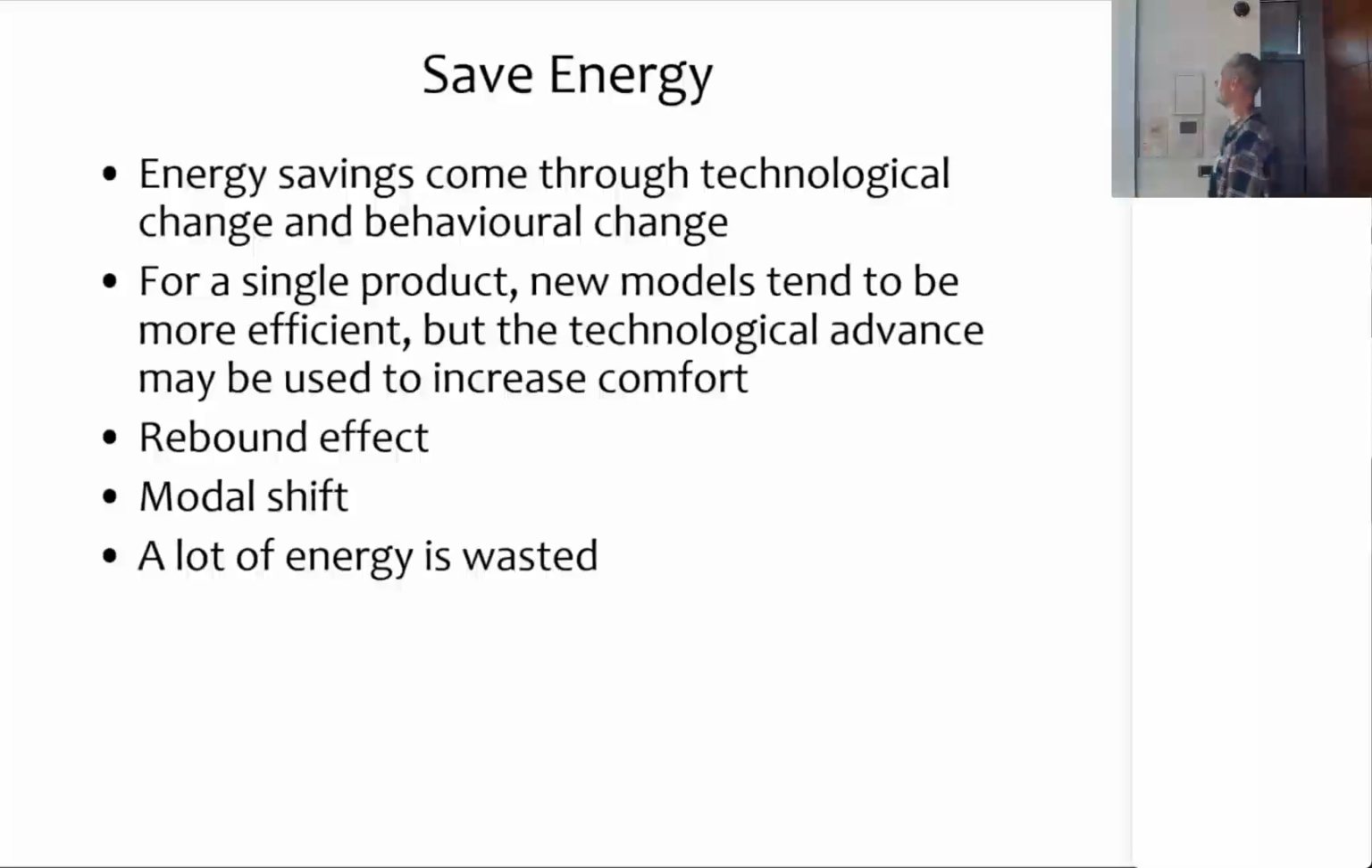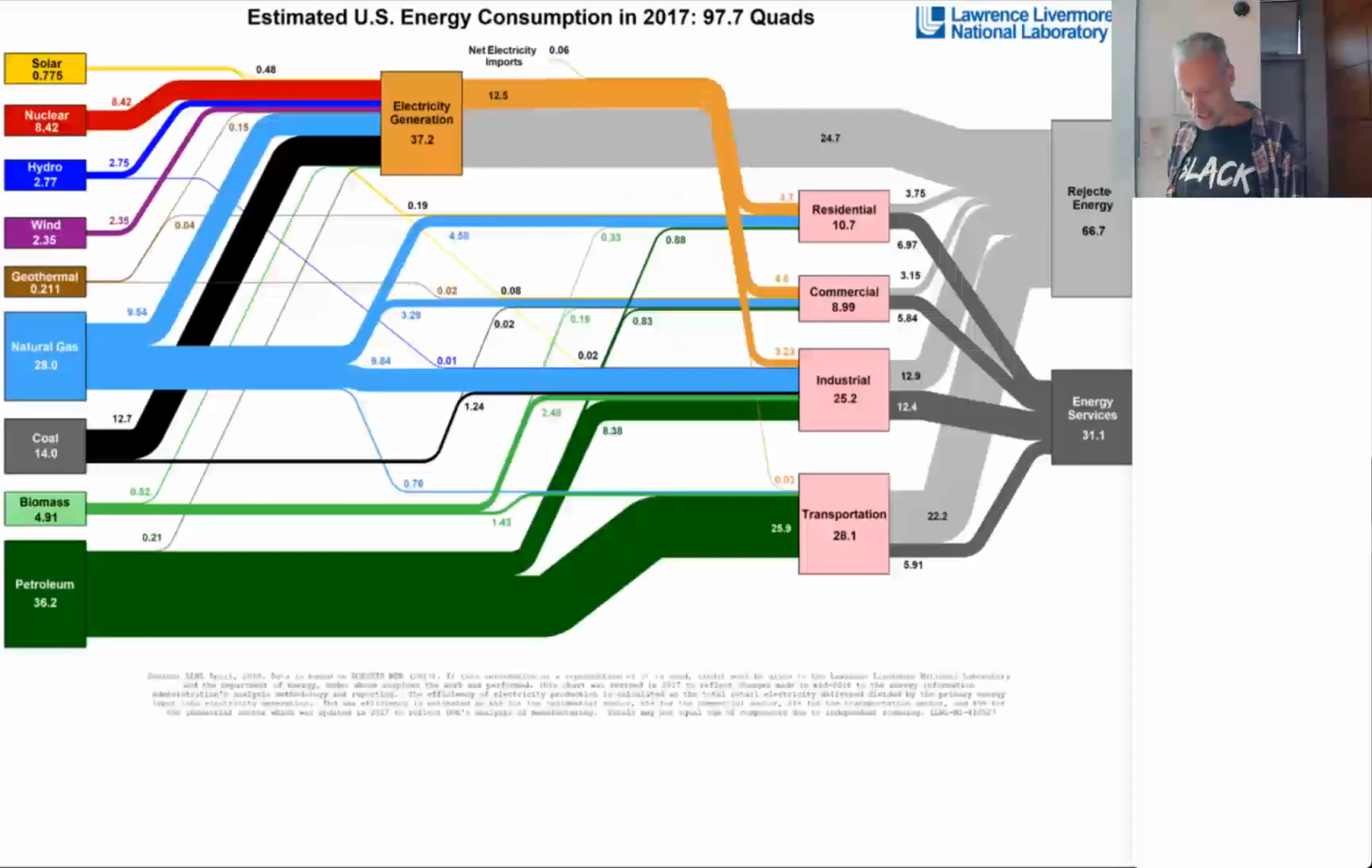Done all these points, right? Talked about rebound effect, modal shift. Let's look at another way of saving energy. If you ask any engineer, they will tell you that a lot of energy serves no useful purpose. And here we see an estimate of that for the United States. It's not quite a fair picture.